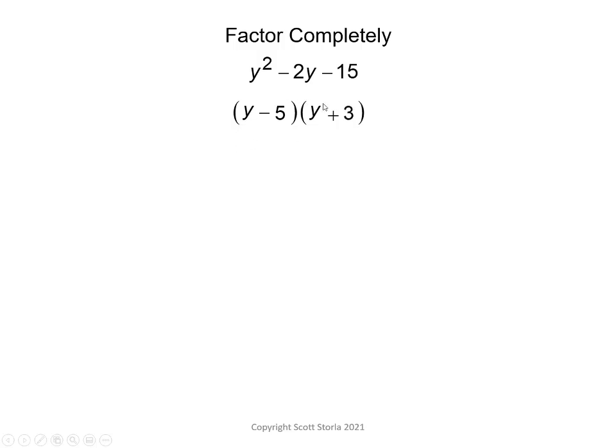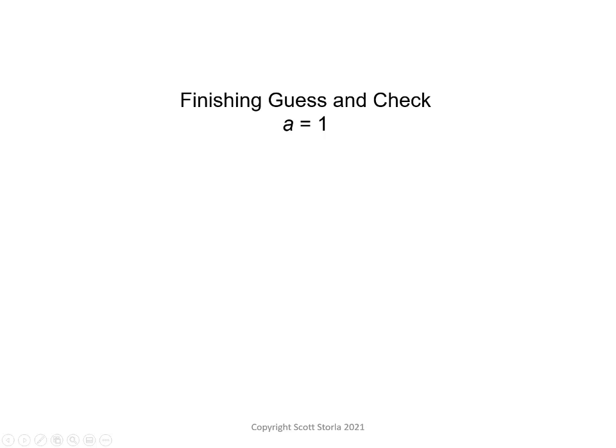This is going to give me y squared plus 3y minus 5y minus 15. And I can see that that's going to give me a negative 2y when I add, which is exactly what I needed. So my first guess this time turned out to be correct. Well, that concludes this video where we've practiced some guess and check where the value of a happened to be a 1.